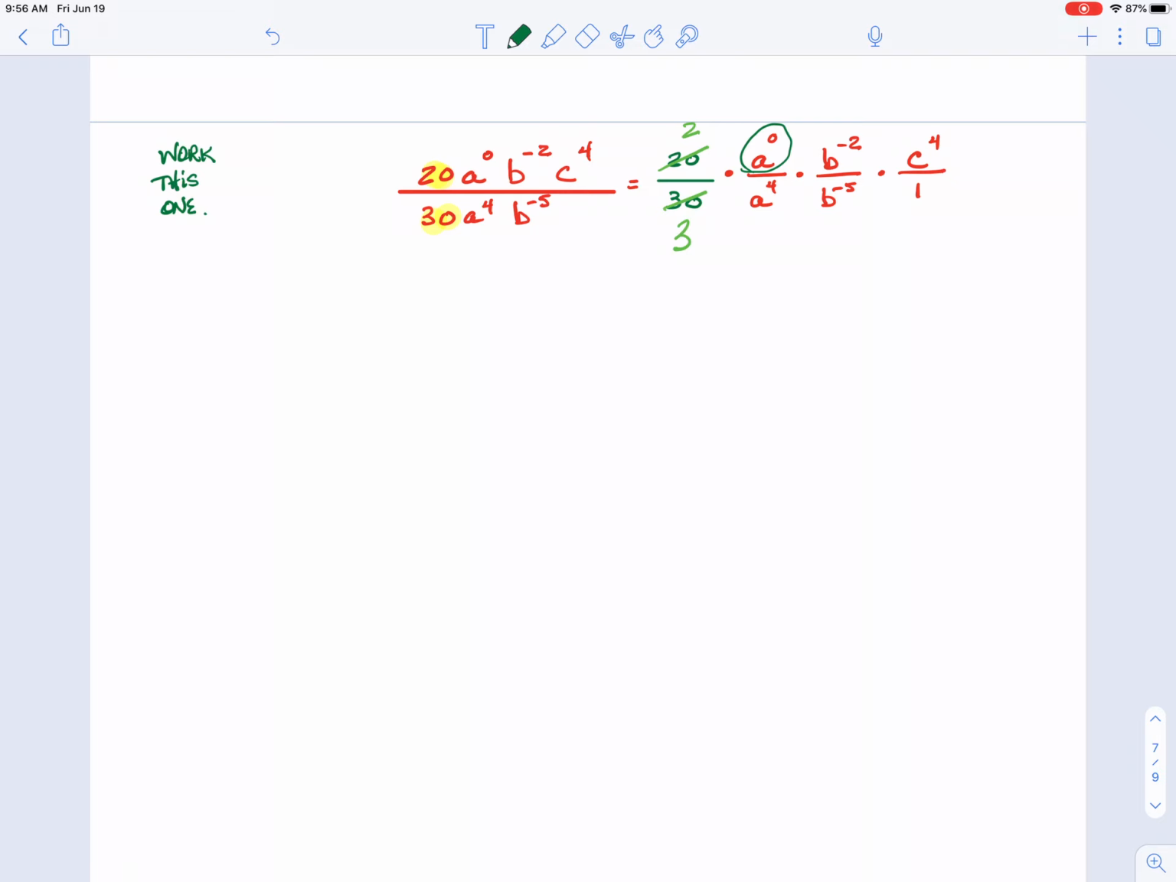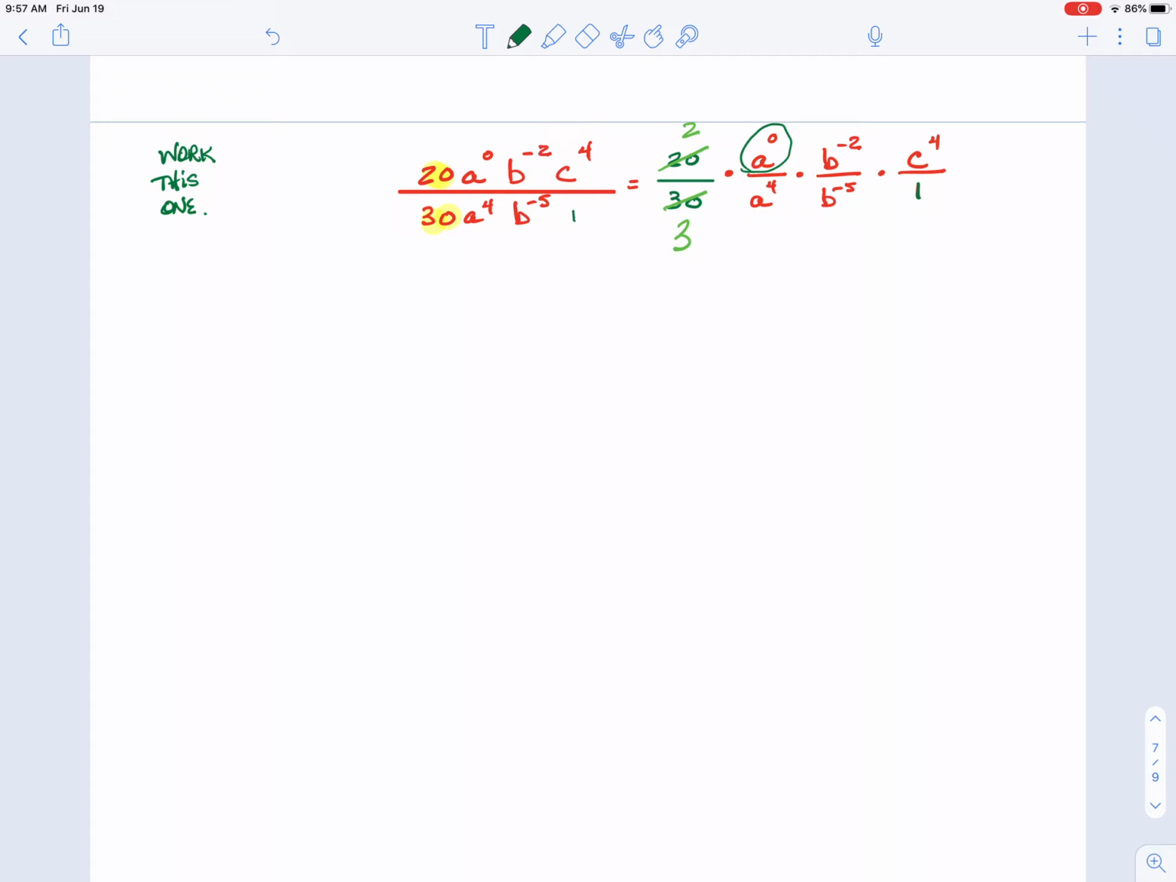So you can see I've taken this quotient, this ratio, this fraction, and I've divided it up into 4 fractions. The first one is the numeric part, 20 over 30. The second one has to do with base A, the third is base B, and the last one is base C. And since that base C had no matching C in the denominator, you can see that I've placed that over 1. It's really important when you're working with these to understand what's on the top layer in the numerator and to understand what's on the bottom layer in the denominator.